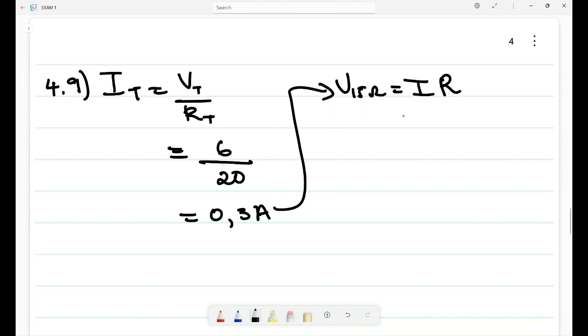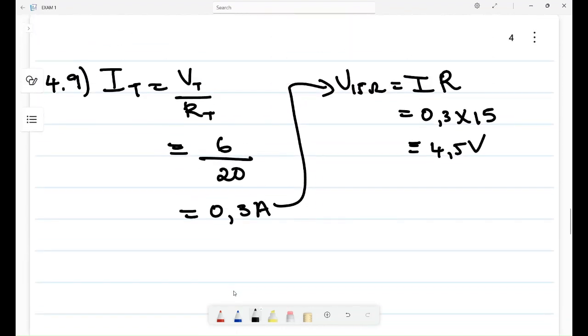IR. Alright? Now what is the current? The current will be the same as the current total multiplied by the resistor, which is 15. So we get the value of 4.5 volts. Okay, so this is how you are supposed to go about that one.